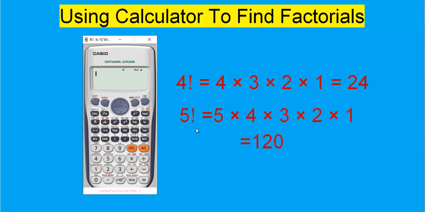Now we will find another factorial number, such as our number is 5. So first insert our number, then press the shift button, then press the factorial button. At the last, press the equal button. The factorial of 5 is 120.